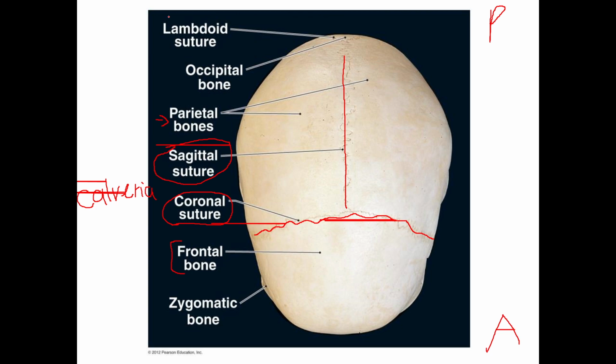Moving all the way back down, we have the lambdoid suture. The lambdoid suture is going to be this squiggly guy in the back. We're actually going to see a better image on the next slide. He's actually going to be dividing our occipital bone and our parietal bones.